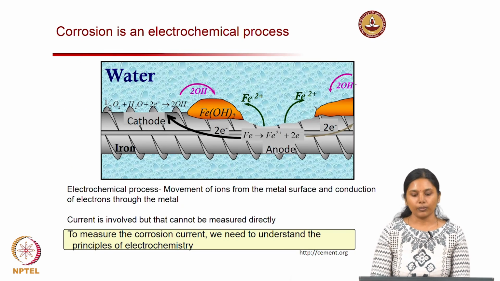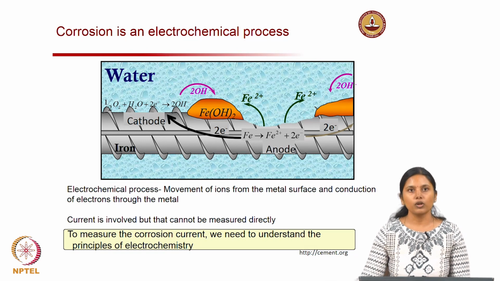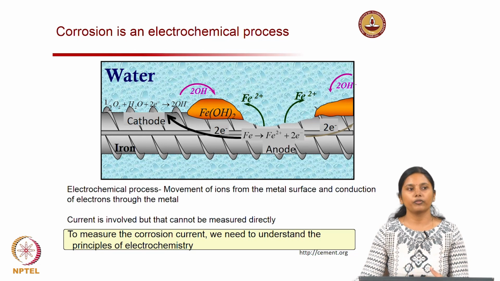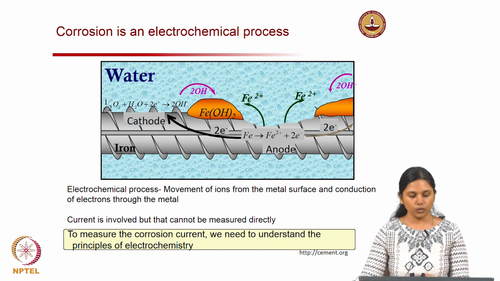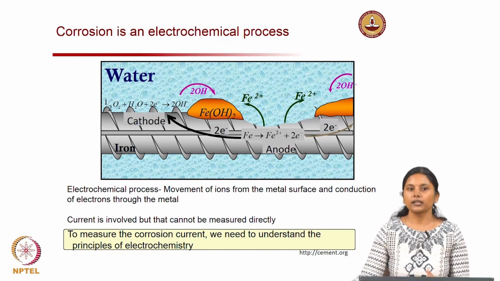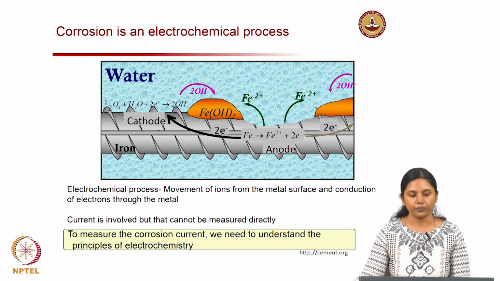Corrosion is an electrochemical process. So, it involves movement of ions and electrons. If there is a movement of electrons, we know that that is current. This current is called corrosion current, but this current cannot be directly measured as it is in the equilibrium state. So, to measure the corrosion current, we need to understand the principles of electrochemistry.